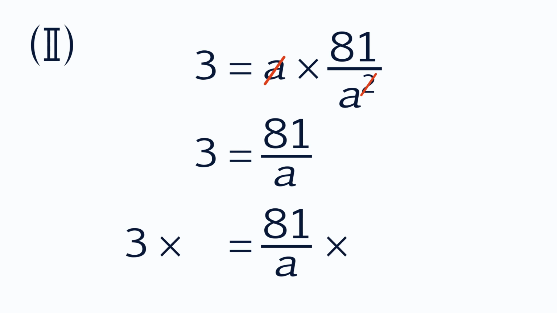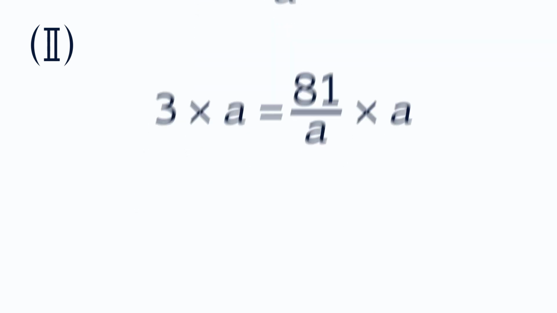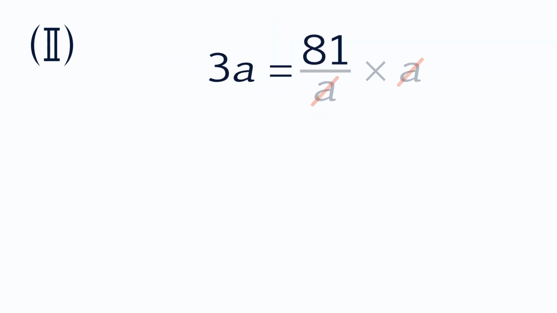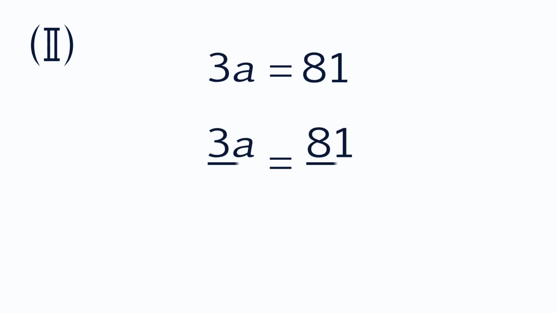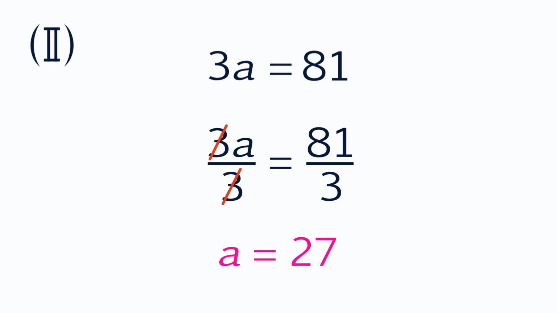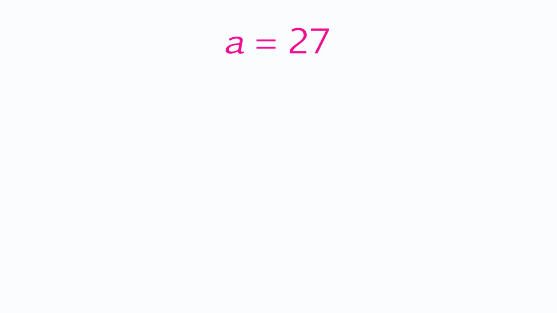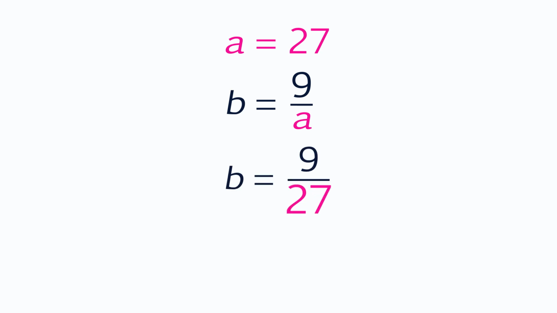Multiply both sides by a and get 3a equals 81. You then divide both sides by 3 to find a. A equals 27. To finish off, you insert the value for a into the expression for b and get b equals 9 over 27, which is 1/3. So your b value is 1/3.